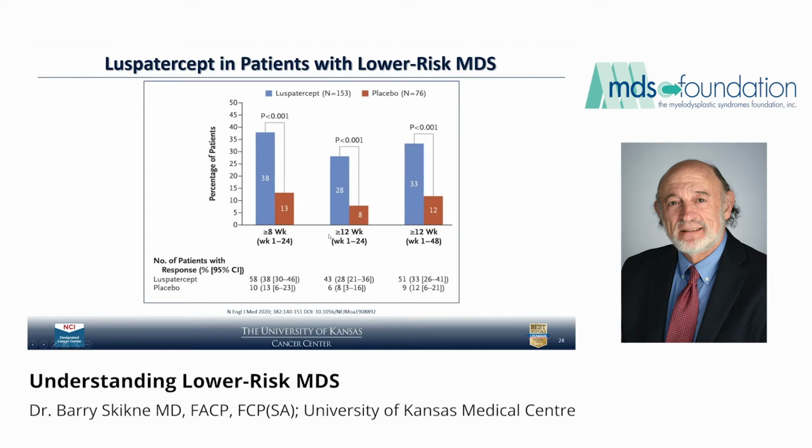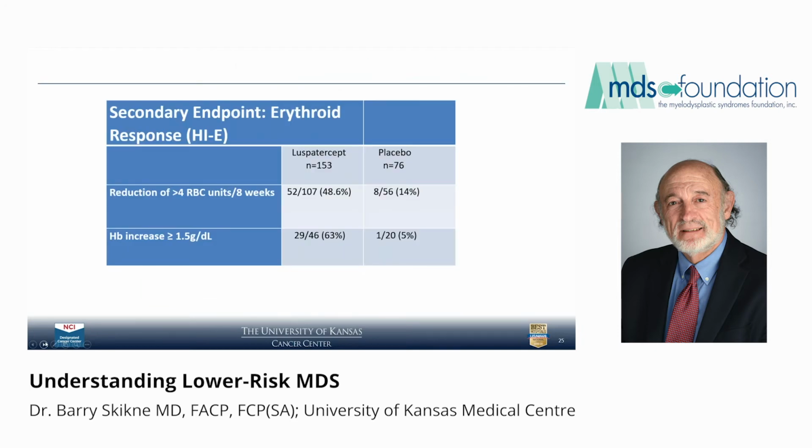And when they looked at how many had greater than 12 weeks of transfusion independence in those first 24 weeks, it was 28%. And then they looked at, in the first 48 weeks, how many of them were transfusion independent that lasted at least 12 weeks, and you can see here 33%, or about a third of patients, have transfusion independence that lasts at least more than 8 weeks in the first close to a year's period of time. So this was the main feature that led to the approval of this agent.